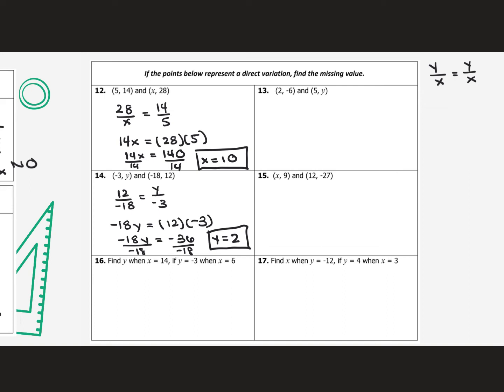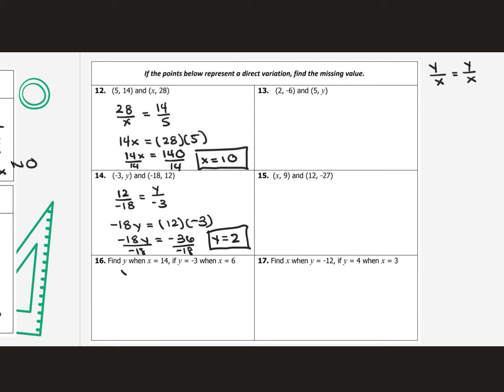All right. Now we're going to look at number 16. Number 16 is the exact same thing, except it didn't give us the traditional coordinate or ordered pair form. It gives us just x equals, y equals. So it says find y when x is 14 if y is equal to -3 when x equals -6. So again, we have 14 over y is equal to, I switched those up completely.